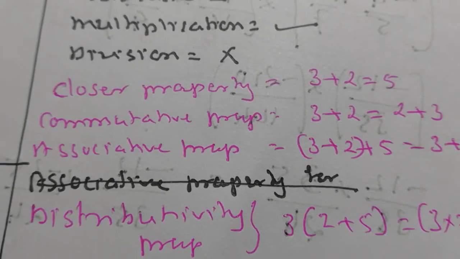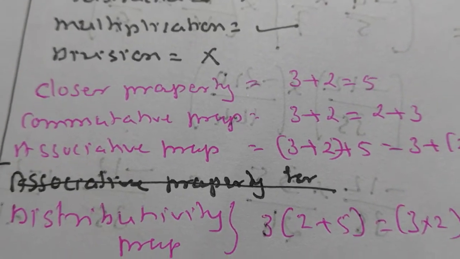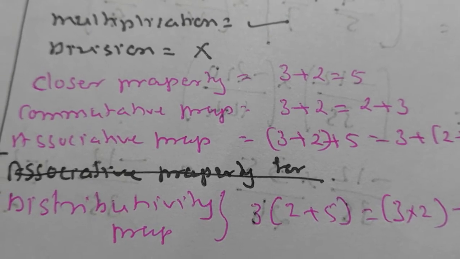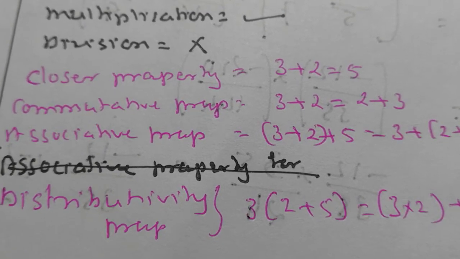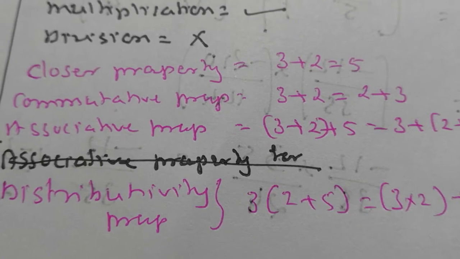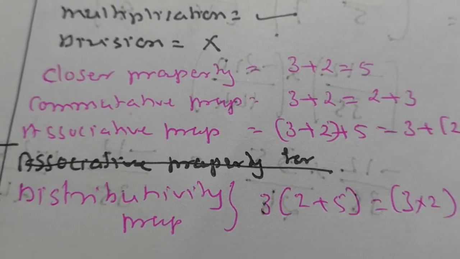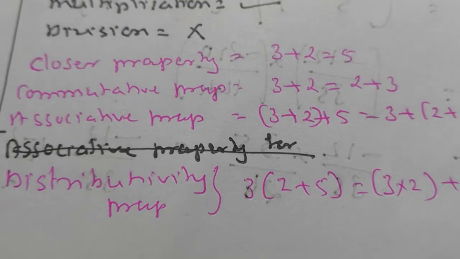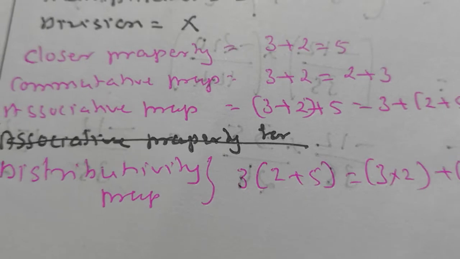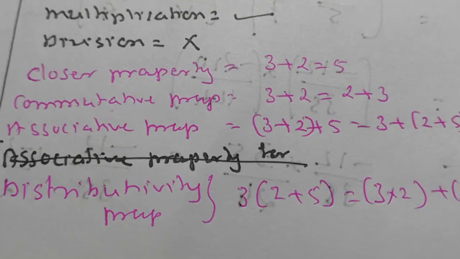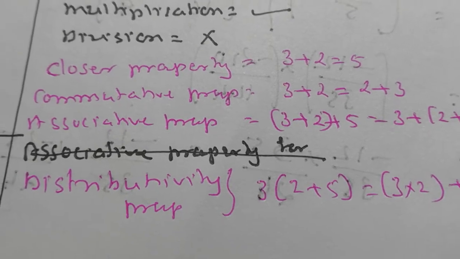Now before starting that, what is closure property? As I have given you an example, 3 plus 2 is equal to 5. The answer is given to you. 3 multiplied by 2 is equal to 6. The answer will be there. So it is called closure property. Commutative property means 3 plus 2 or 2 plus 3. You add 2 to 3 or you add 3 to 2, the answer will be the same. So that is called commutative property.